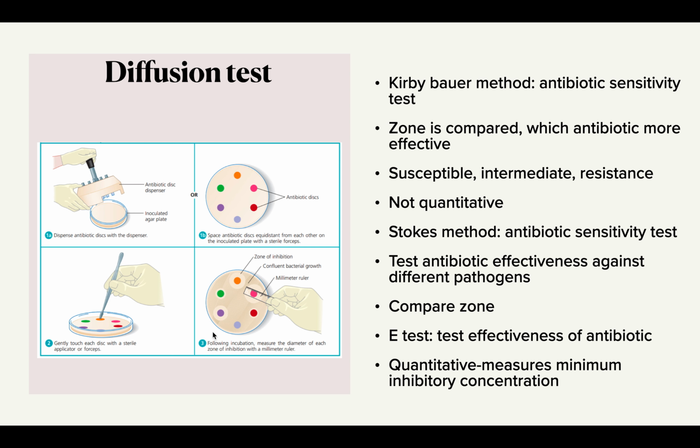Allow the bacteria to grow, and you want to see the diameter of each zone of inhibition with a ruler. So this is going to compare which antibiotic is more effective for the bacteria. So we want to see if they're susceptible, intermediate, or resistant to the antibiotic. This is a qualitative method, so it's one of these three, not a quantitative method.